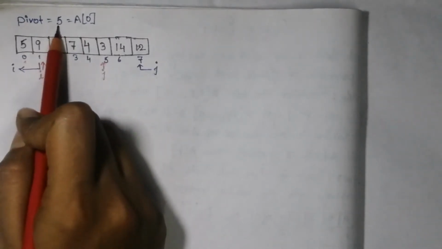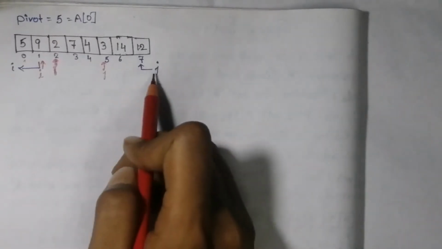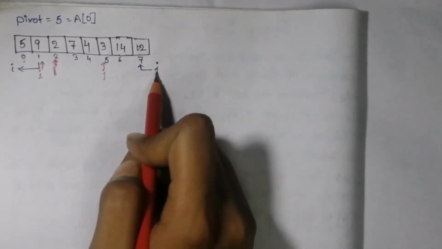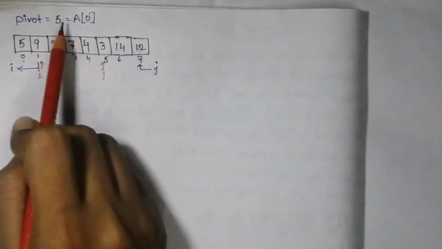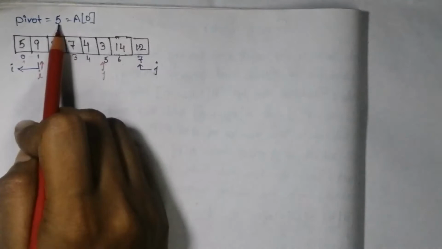Okay. So here we got an element which is greater than the pivot element. Right. Now from this side we will compare the element at the jth index with the pivot element. 12 is compared with 5. Is 12 smaller than 5? No. So we will decrement the value of j. Now 14 will be compared with 5. Is 14 smaller than 5? No. So we will again decrement it.